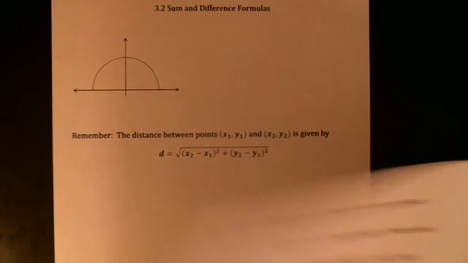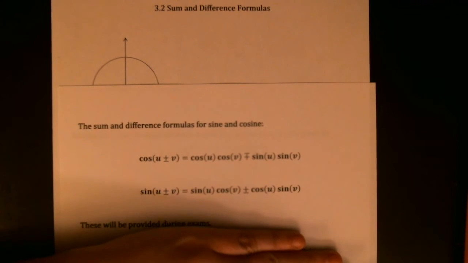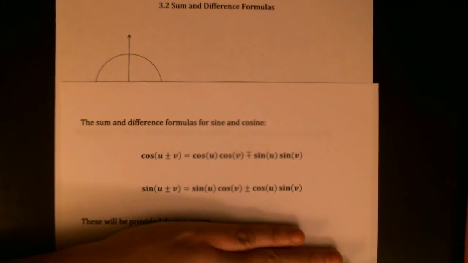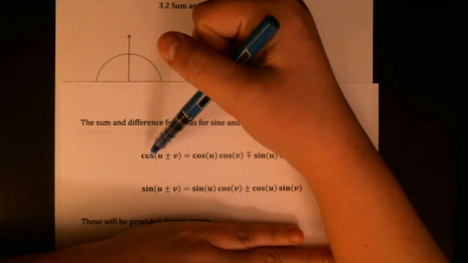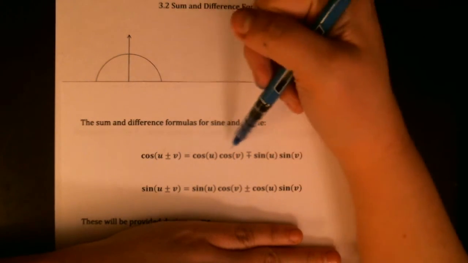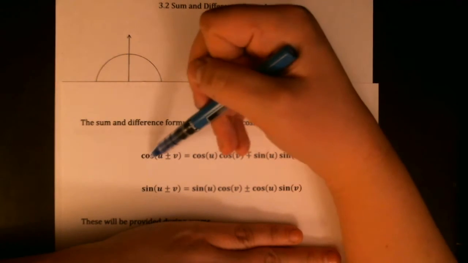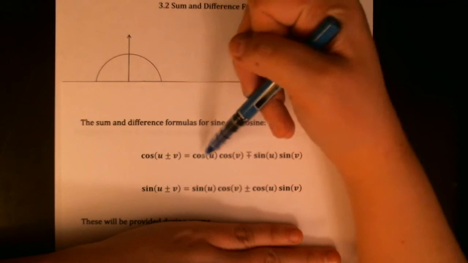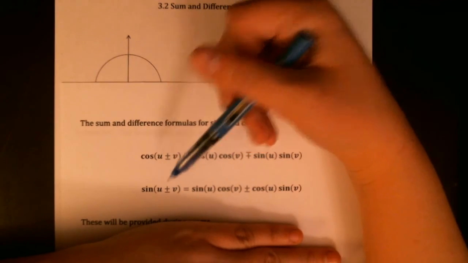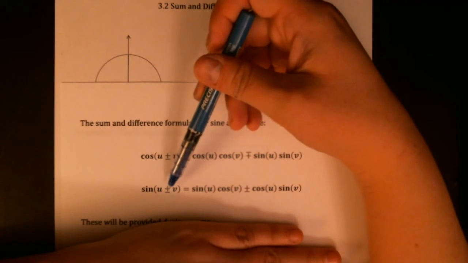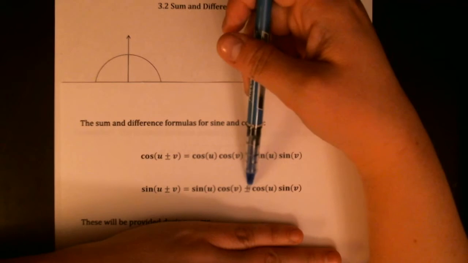So here, I'll give you a little peek beforehand. This is the list of sum and difference formulas. There's really 4, but I've kind of lumped them together. If you have cosine of u plus v, then you get this formula and you use the minus. If you have cosine of u minus v, then you have this formula with the plus. And the same thing for sine, except sine doesn't switch on you. When you have a plus here, you also have a plus here. When you have a minus here, you also have a minus here.